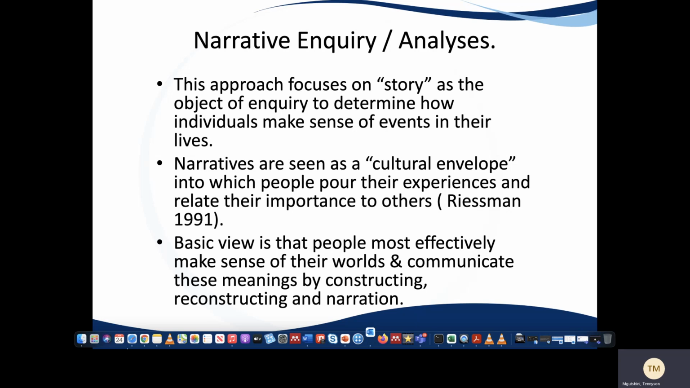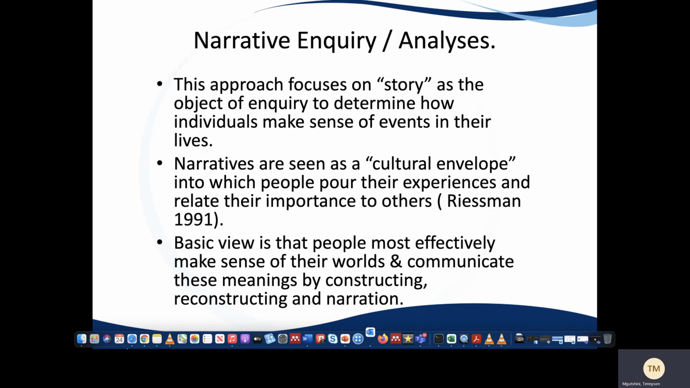So in this, the narratives and the nature of those narratives is seen as the cultural envelope into which people pour their experiences and relate the importance of what they saw to others. So when they jump up, they relate to you that this was critical. When they don't speak at all, they relate a different type of response.